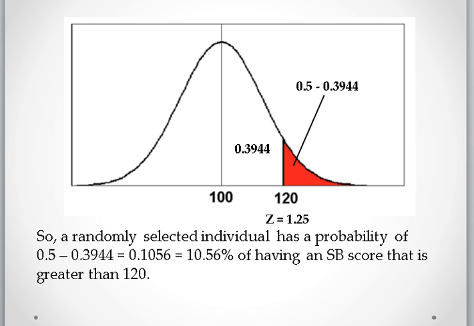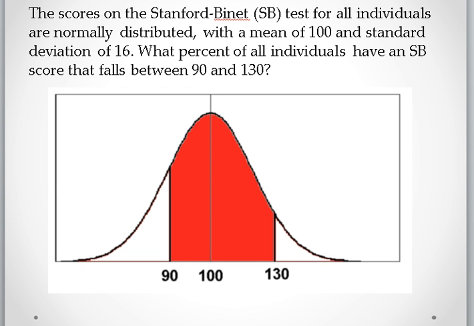The second problem we're going to look at is slightly different than the last one. For the Stanford-Binet test, with the same mean and standard deviation, what percent of all individuals have a Stanford-Binet score that falls between 90 and 130? Again, drawing a picture of this, we know that 90 is below the mean, 130 is greater than the mean. This picture doesn't need to be to scale, but what we're looking for is this red region.